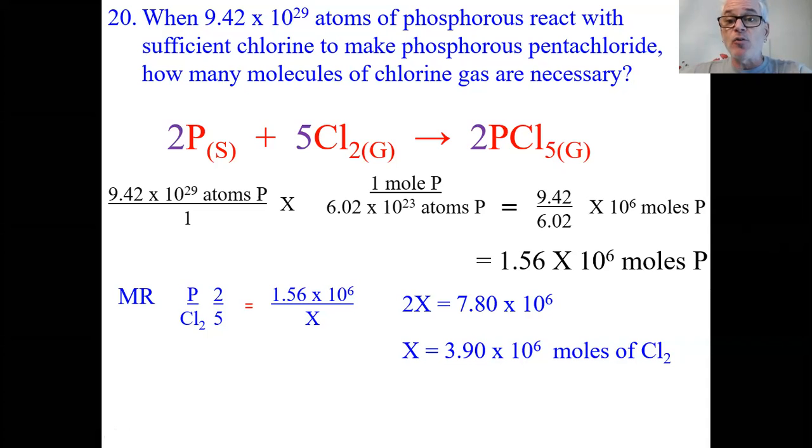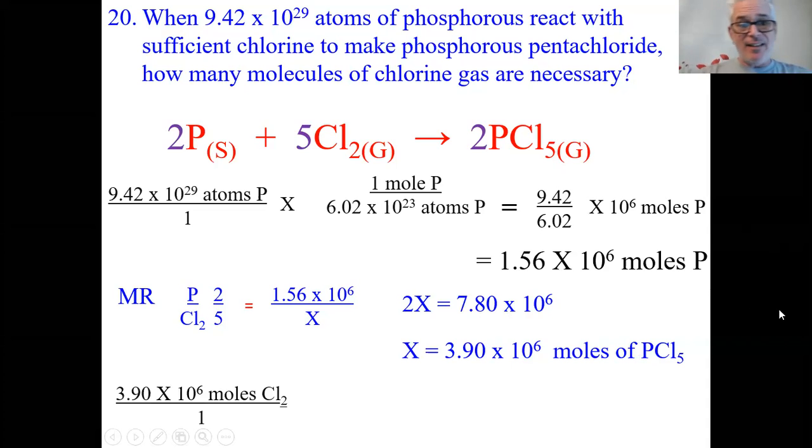Now we have to take those moles of chlorine and turn them into particles. Let's hope the slides are still going to be good. Oops, I went the wrong way. So we have 3.90 times 10 to the 6 moles of chlorine. Oh, that's good, I fixed it. And now we have to convert that into molecules. So this is a giant number of moles. This is preposterously big moles of chlorine. But to convert it, we just use the conversion factor that 1 mole is Avogadro's number of particles.